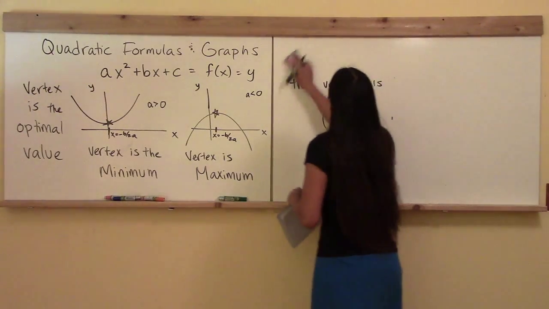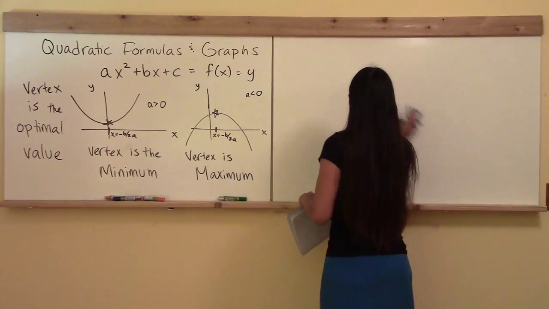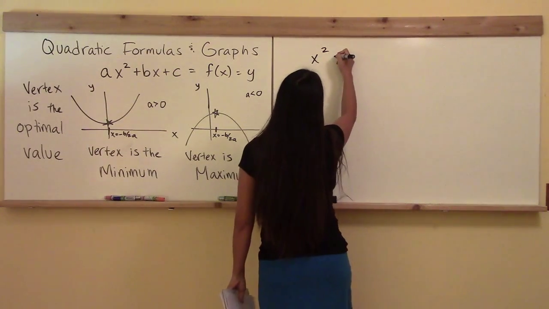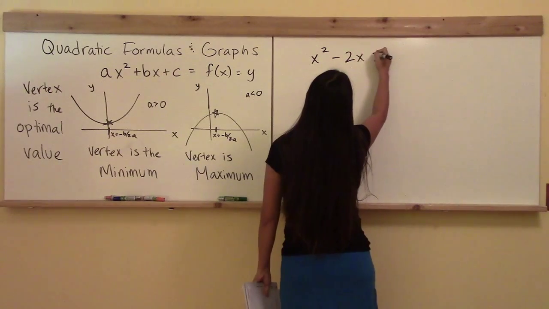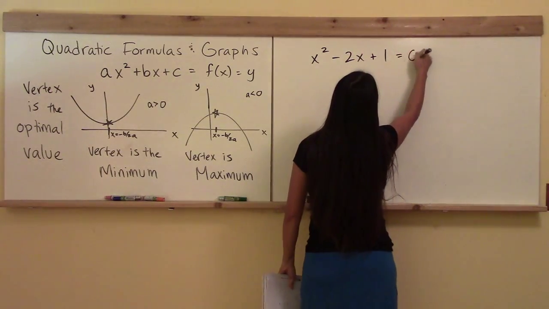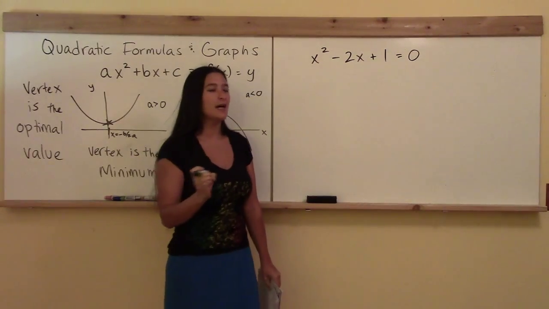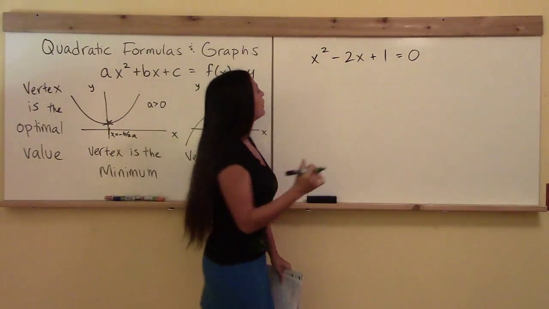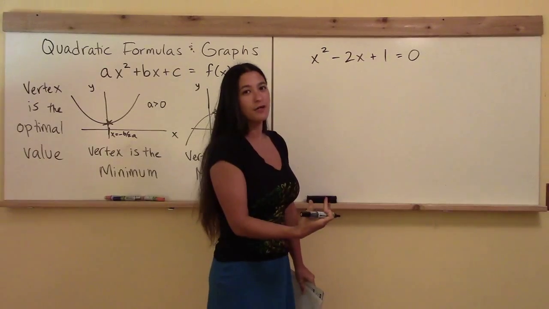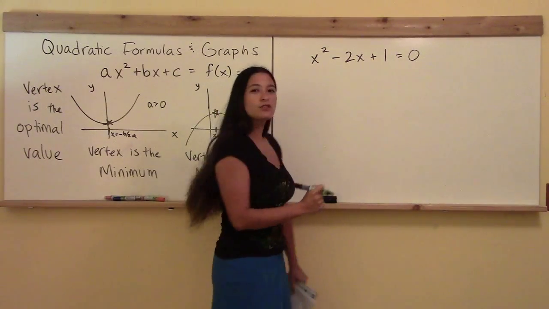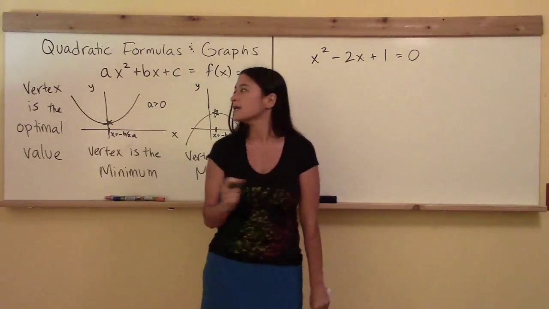Let's say that we have a simple equation here. Let's say that we have x squared minus 2x plus 1 is equal to 0. This one is pretty easy. You could use the quadratic formula to find the roots if you wanted to, but right now we're not interested in the roots, we're interested in the vertex of this thing.